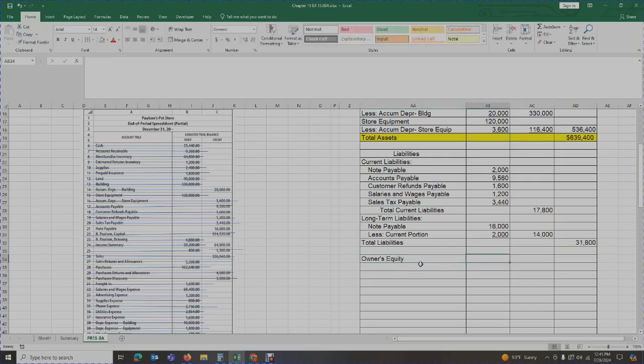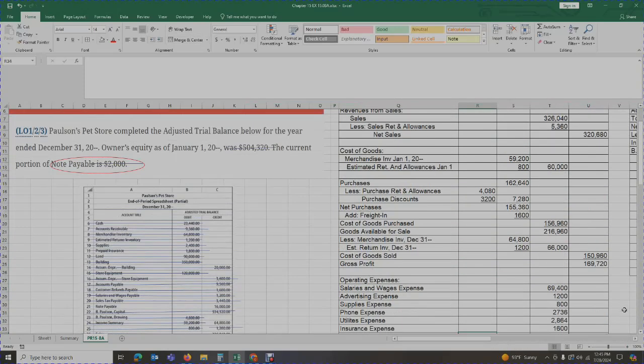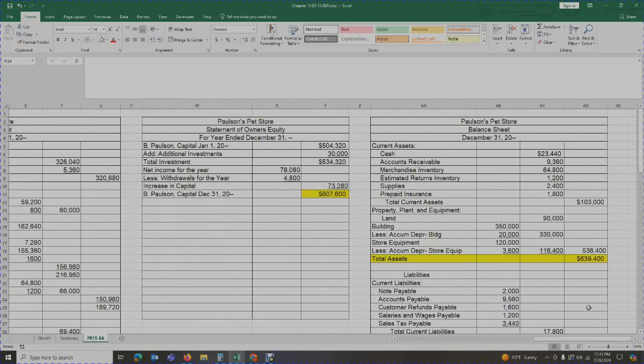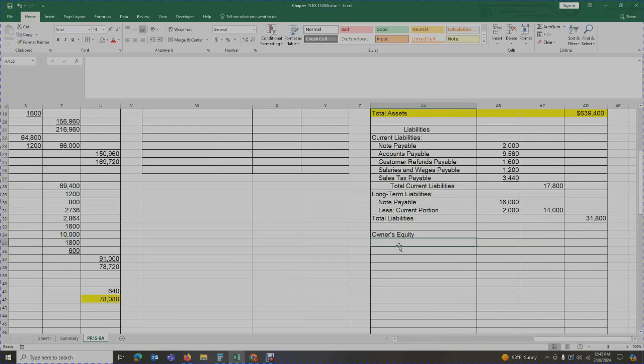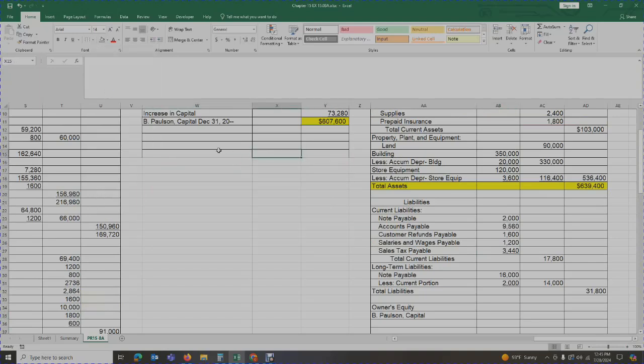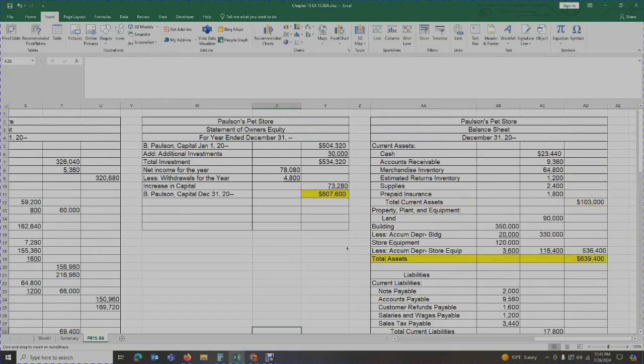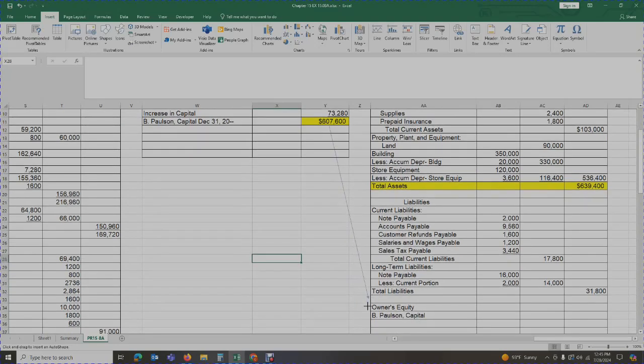Okay. Now the last section we have is the owner's equity section. For the owner's equity section, I am going to unhide what I hid, because I'm going to need a number from there. So for my owner's equity section, I'm going to bring in the capital account. Now that number, let me go ahead and remove this. That number is going to come from your statement of owner's equity.